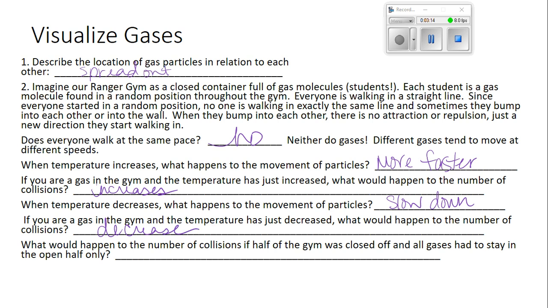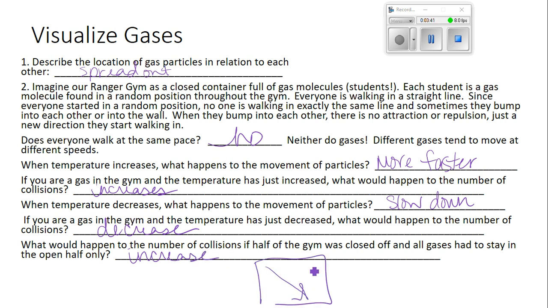What would happen to the number of collisions if half the gym was closed off and all the gases had to stay in the only open half? All right, in the open half only. So now we only have half the volume. If you cut the amount of space that I can walk around in, I am definitely going to have more collisions, because I'm picturing the whole gym.